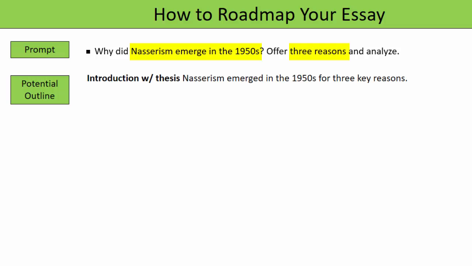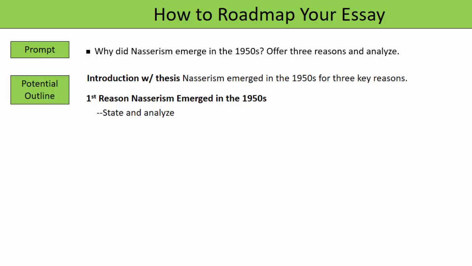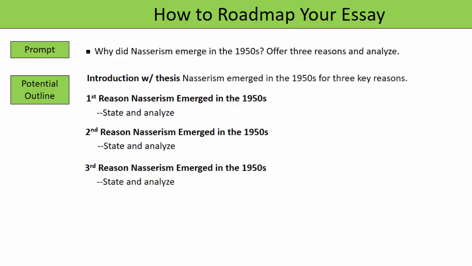So, after an introduction and thesis, which again rephrases the prompt using its key words, your outline would consist of the first reason Nasserism emerged in the 1950s, the second reason Nasserism emerged in the 1950s, the third reason Nasserism emerged in the 1950s, then your conclusion. Given this prompt, there really is only one form your outline could take.